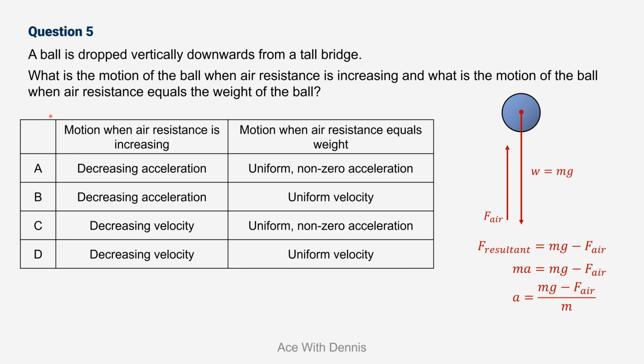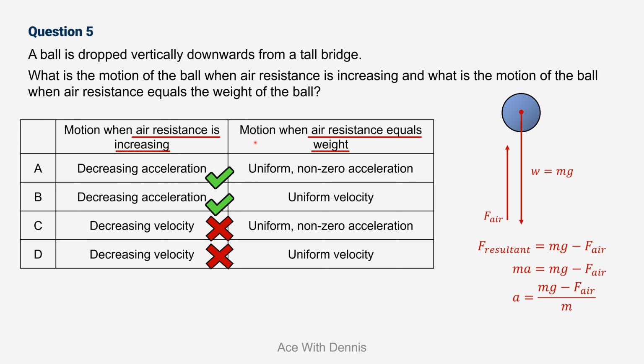Now let's see what will happen to the motion when the air resistance is increasing. Let's look at this formula. mg is a constant, the mass also is a constant, only then minus the air resistance. So with the acceleration minus something that is increasing, the acceleration will decrease. Option A and option B are correct, decreasing acceleration, while option C and option D are incorrect because they mention decreasing velocity.